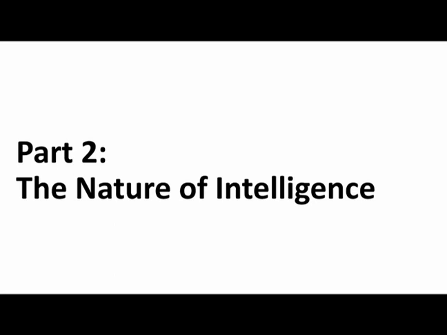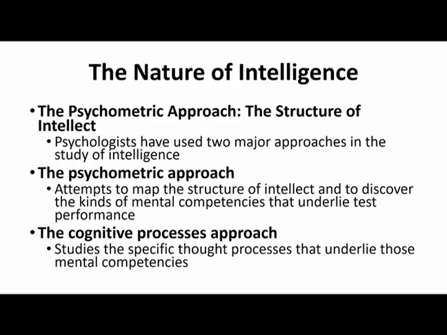Now that we have some history on how we've studied intelligence in the past, we're going to move on to trying to answer that question, what is intelligence? When psychologists have tried to study intelligence, they tend to follow one of two broad approaches. The first is the psychometric approach, and the second is the cognitive process approach. We're going to start with the psychometric approach.